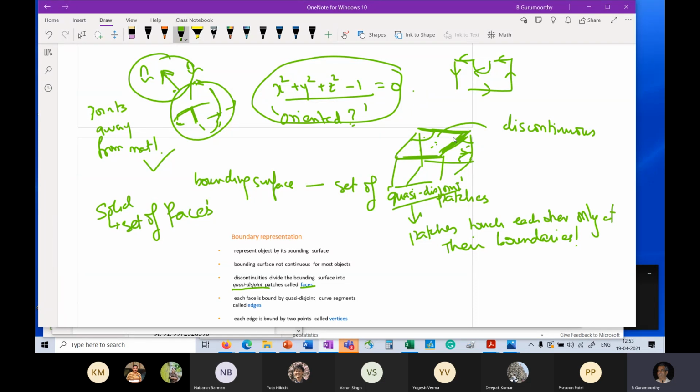Right? Now, how do I define a face? How do I represent a face? We have already done this, right? We represent it by its boundary. And what is the boundary of a face? It's a curve. Again, I can have one smooth curve, or I can have a bunch of quasi-disjoint curves.